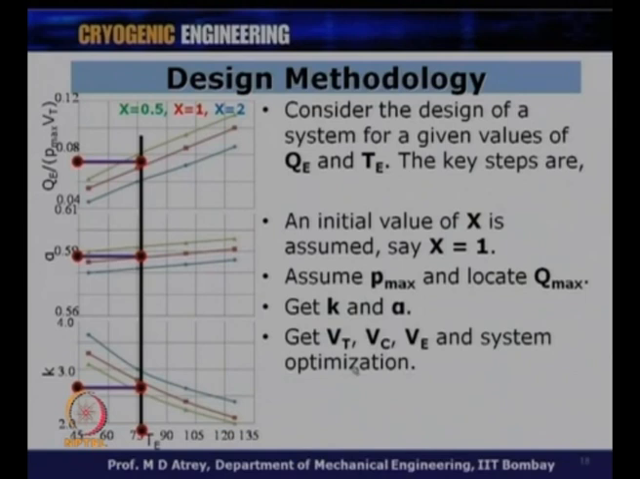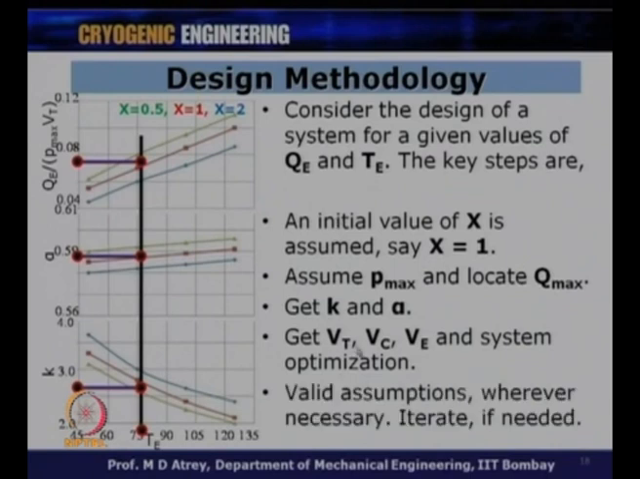Accordingly, once I get the first guess of all these things, I can go back and see what is corresponding to Vc, Ve, my dead volume. Is that okay? Are these dimensions okay? If not, I will again go back and go for x equal to 1.2 or something like that and do this iteration. So with valid assumptions wherever necessary, I will understand what dimensions I am going to get.